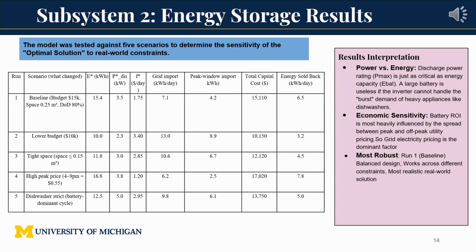The system is most sensitive to electricity prices, which drives both battery sizing and cost savings. Finally, the baseline scenario, run 1, is the most robust, providing a balanced solution across all constraints. Overall, this highlights a trade-off between performance, cost, and practical limitations in battery system design, leading us to optimization results of a 15.4 kilowatt-hour battery.